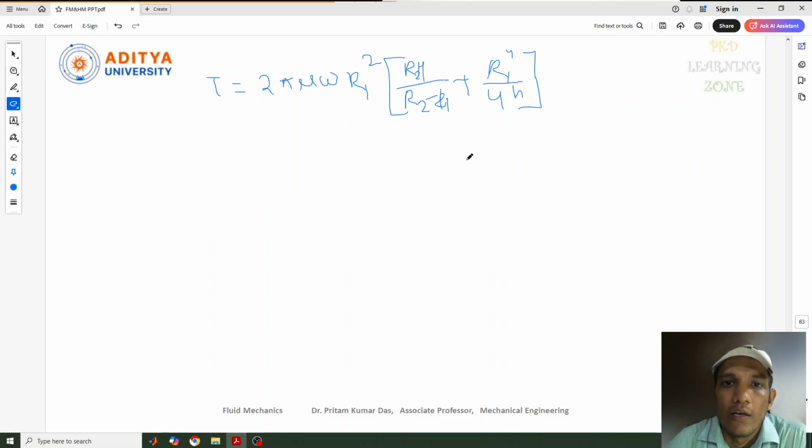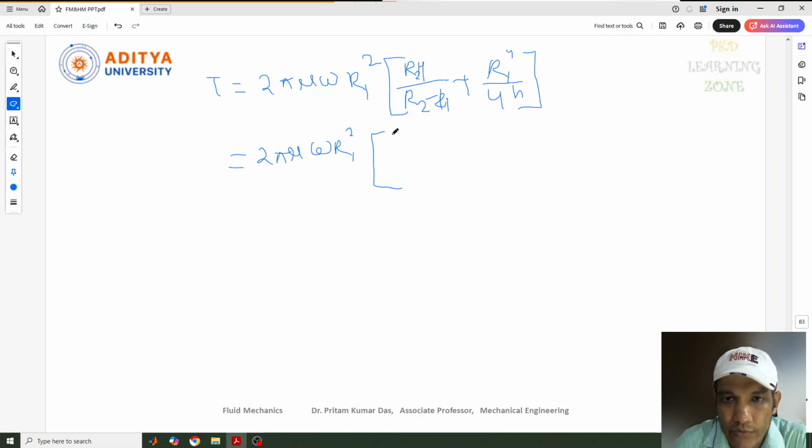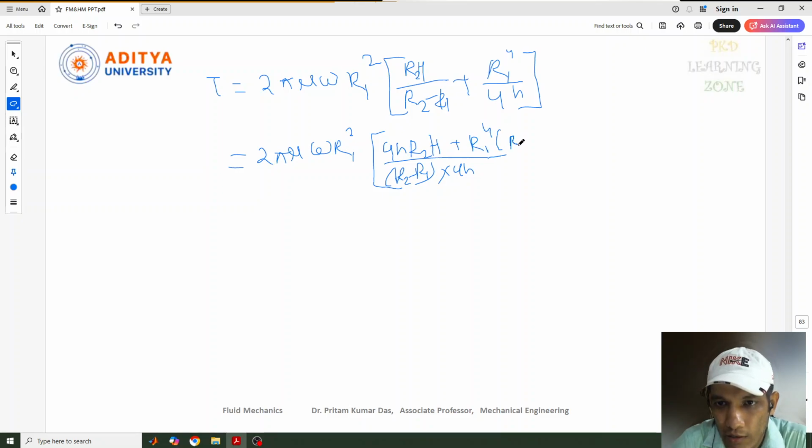This is the equation. Now what is our intention? Let us solve this one. So 2 pi mu omega R1 square, and here, multiplying by R2 minus R1 bracket close into 4H, on the top we can write 4H R2H plus R1 to the power 4, and here R2 minus R1 bracket close.